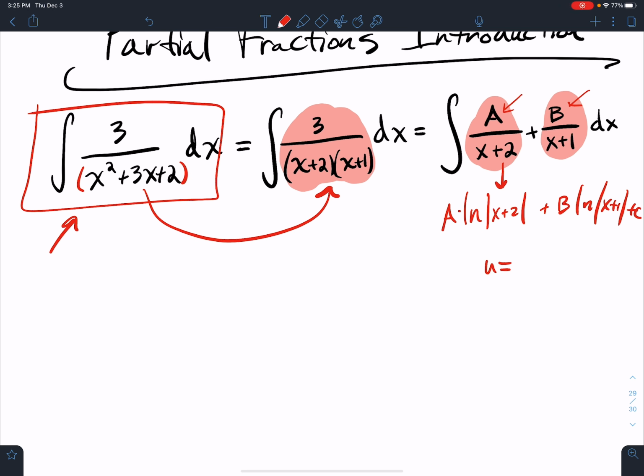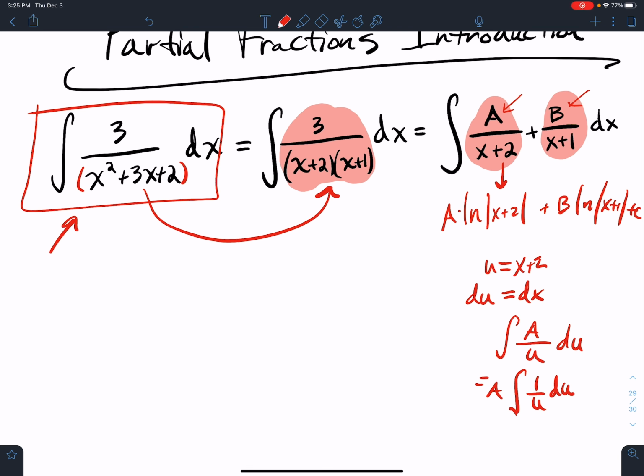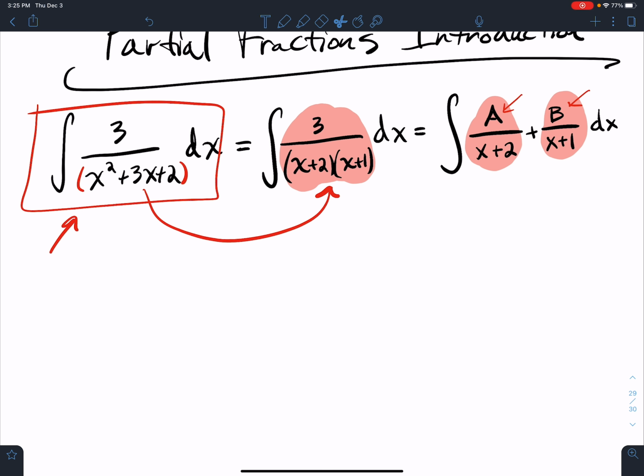If you substitute u equal x plus 2, then du is equal to dx, and so you end up with a over u du. The a comes out front, then you have the integral of 1 over u du, which is ln absolute value of u. Plug in the u here, and you get this right there. All right, so all that aside, let's talk about some more theory here.